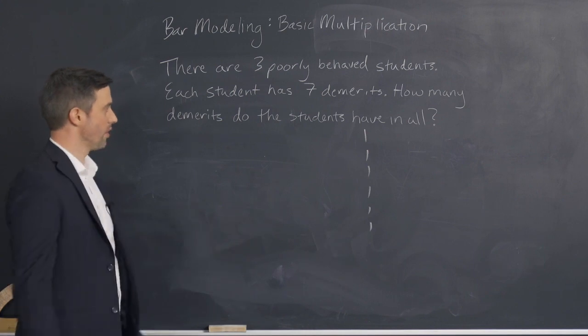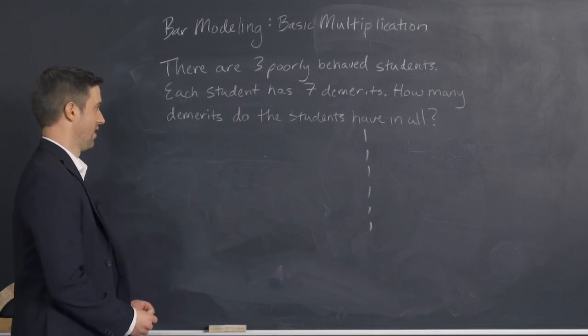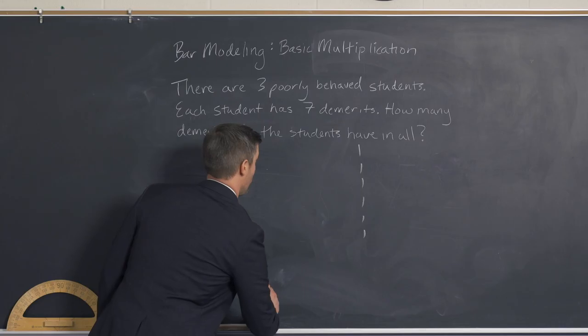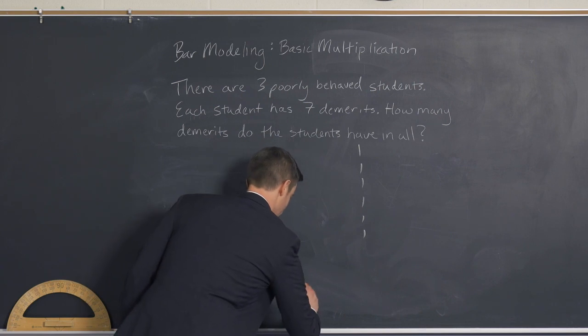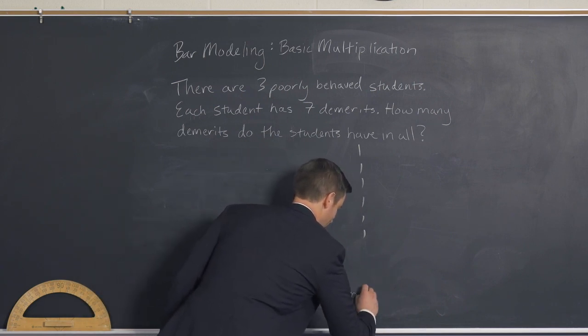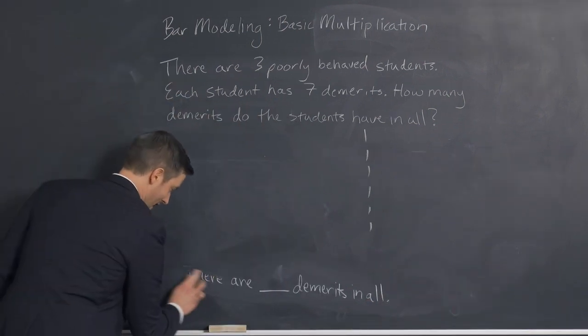There are 3 poorly behaved students. Each student has 7 demerits. How many demerits do the students have in all? There are blank demerits in all. Or rather, I guess the students have.